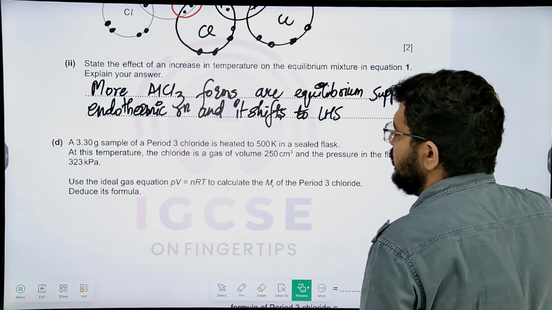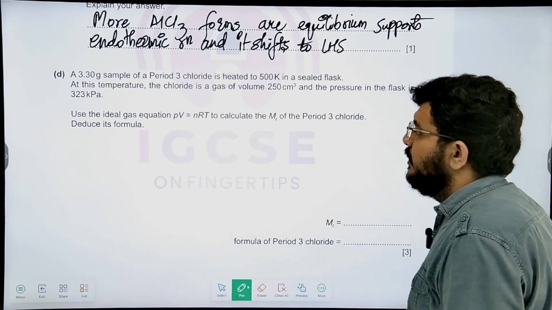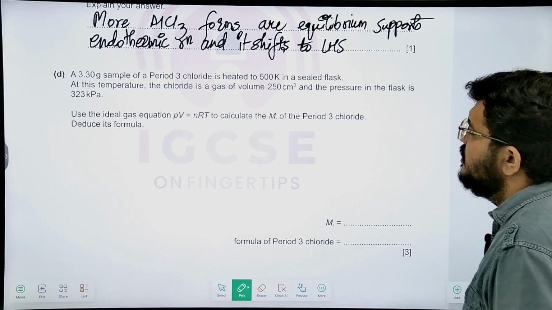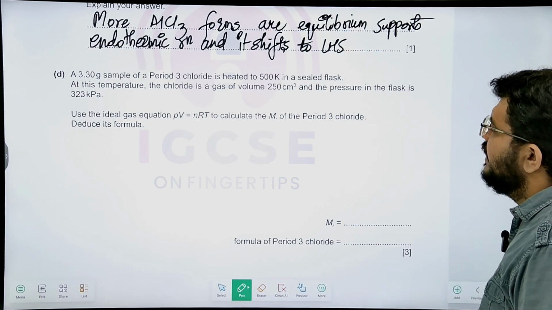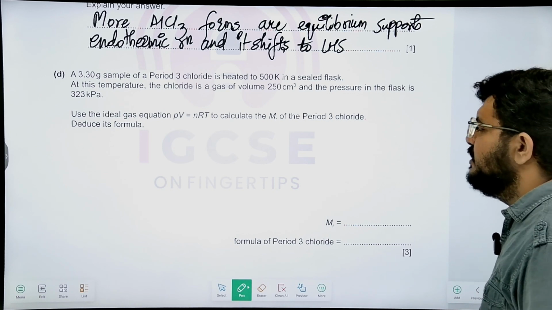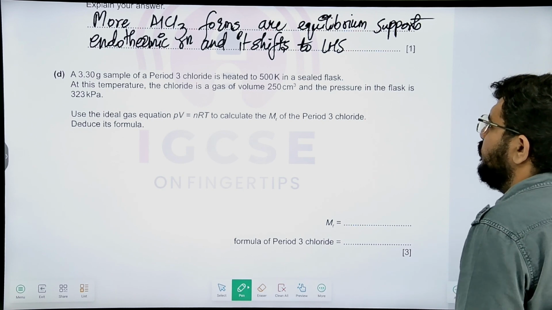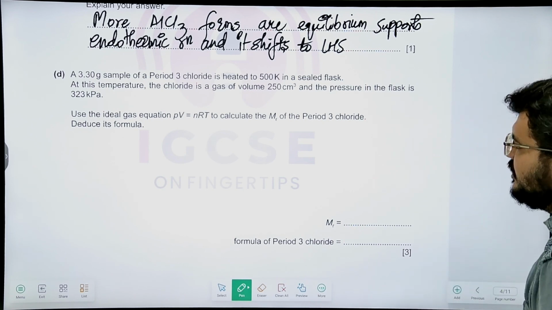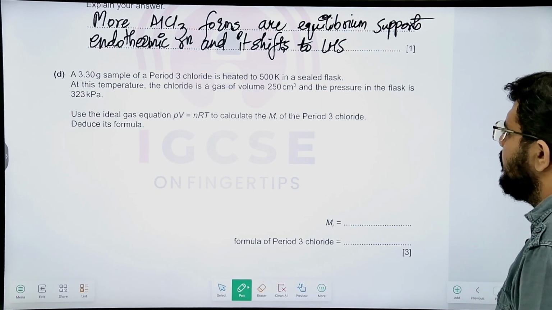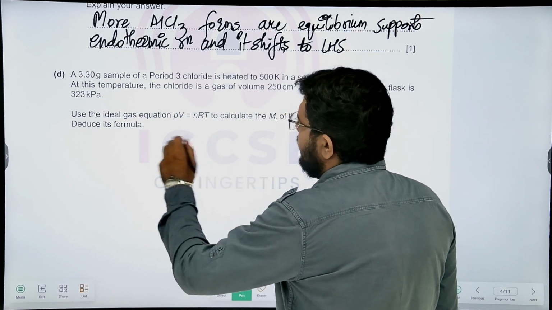Let's see now what is the next question. So the question is, a 3.30 gram sample of a period 3 chloride is heated to 500 Kelvin in a sealed flask. At this temperature, the chloride is a gas of so and so volume and so pressure. Use the ideal gas equation PV equals nRT to calculate Mr of the period 3 chloride. Deduce its formula. So let's do this.